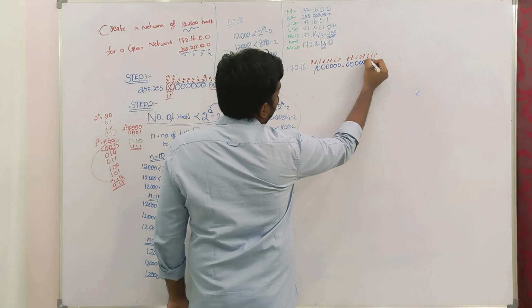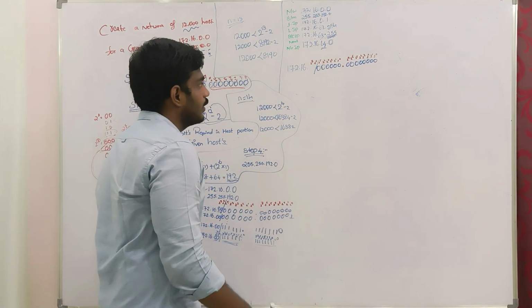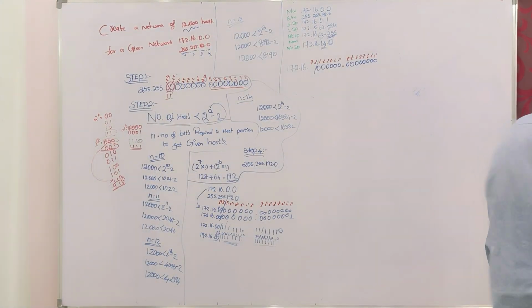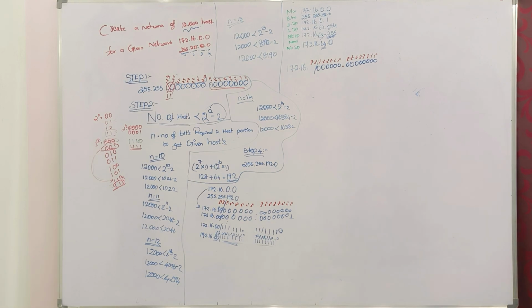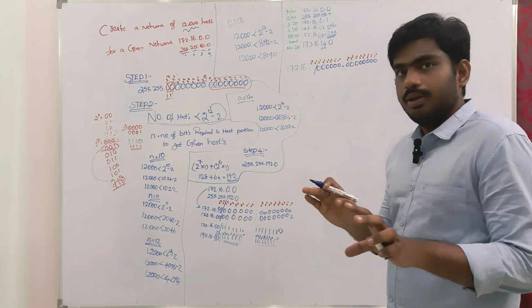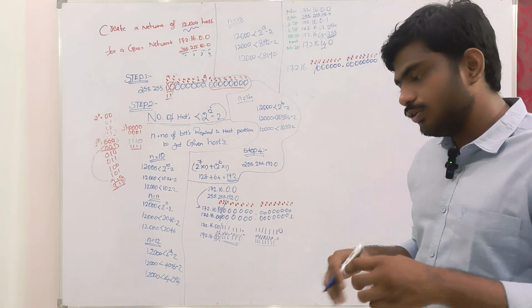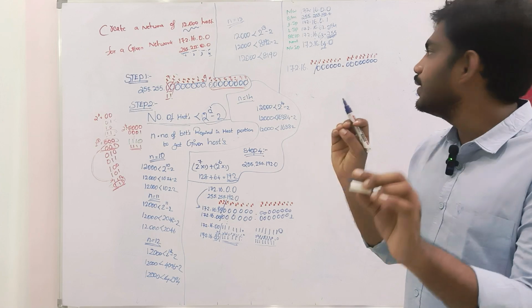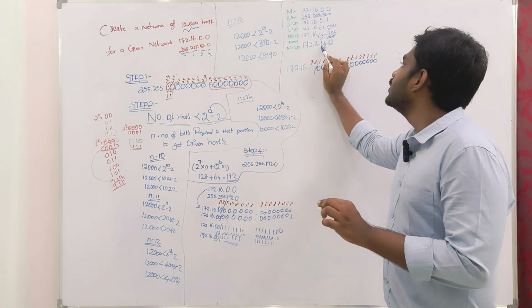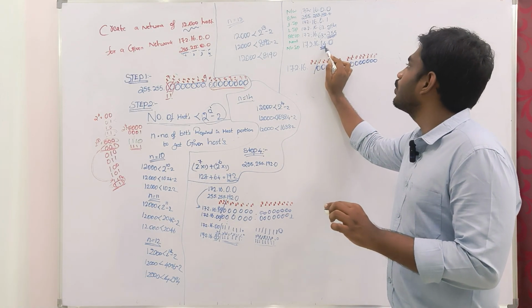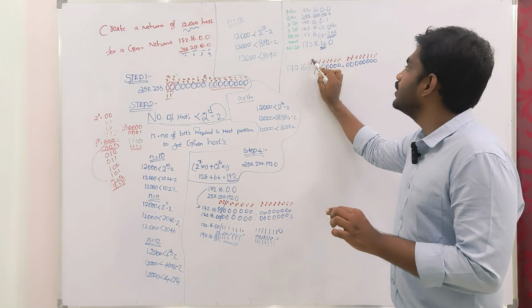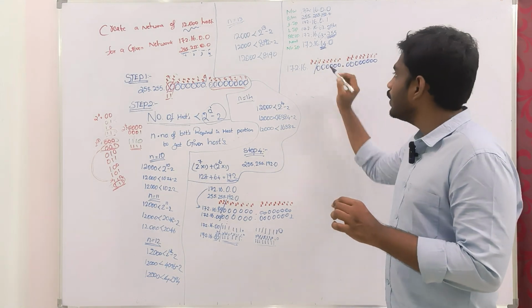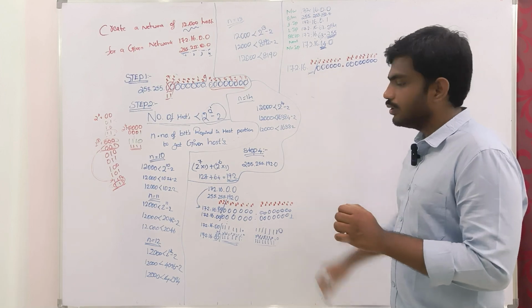0, 0, 0, 0, 0. Okay. Now, I hope after watching my previous videos you have a very good and clear idea about this network part. This network part should come within these 2 bits. That is why we call it the network portion. You check now.